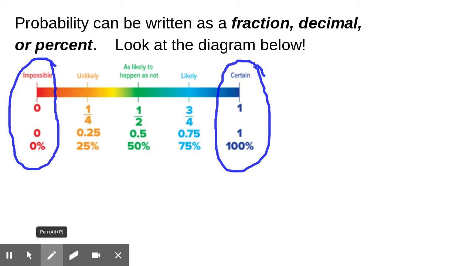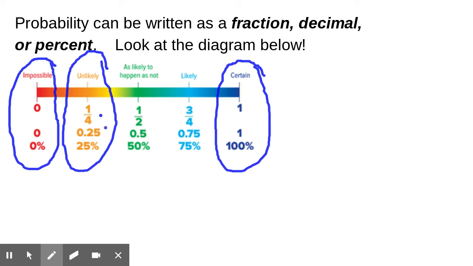All right. So if you're doing a problem and you get a probability of 25%, okay, that's unlikely to happen. Maybe the forecast is a 25% chance of rain today. Well, that's unlikely, but it still could happen. That's 1 out of 4, and it's 0.25, which is 25%.